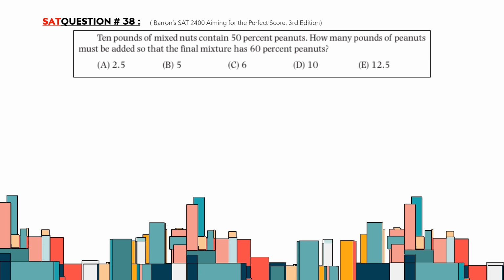Question number 38. 10 pounds of mixed nuts contain 50% peanuts. How many pounds of peanuts must be added so that the final mixture has 60% peanuts?